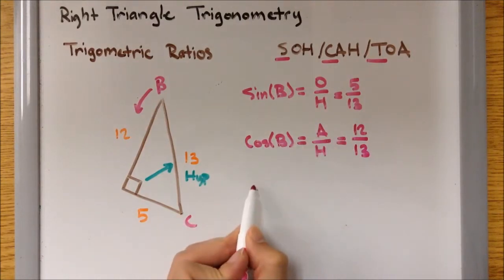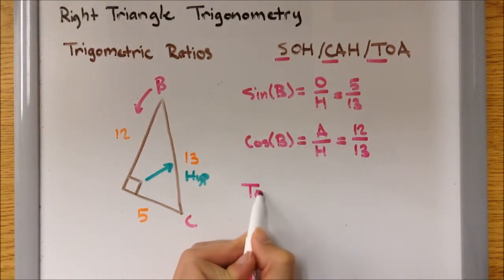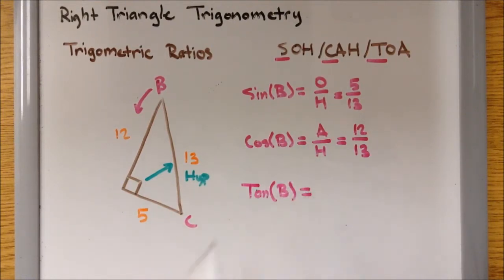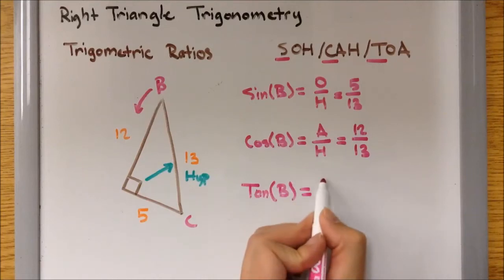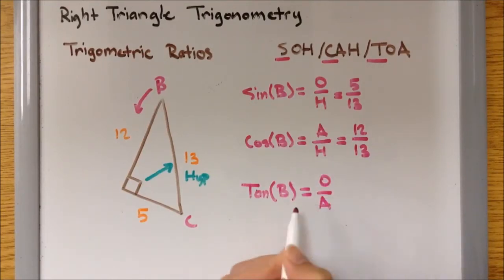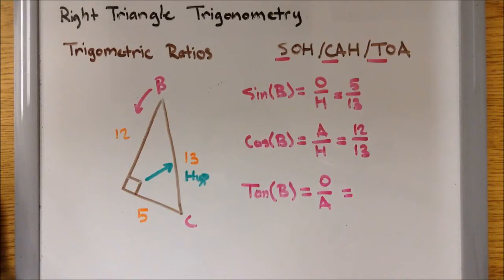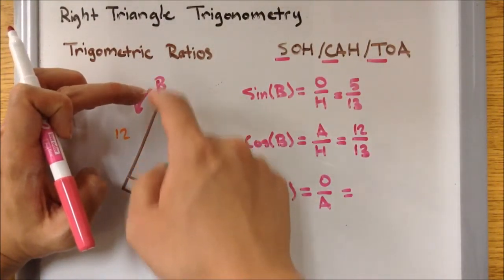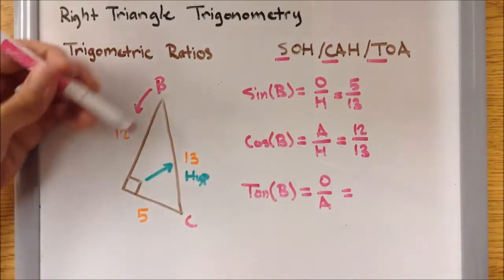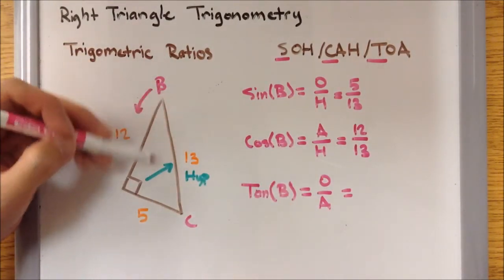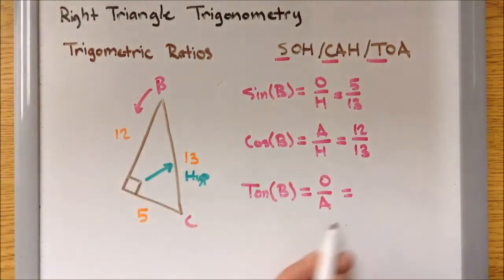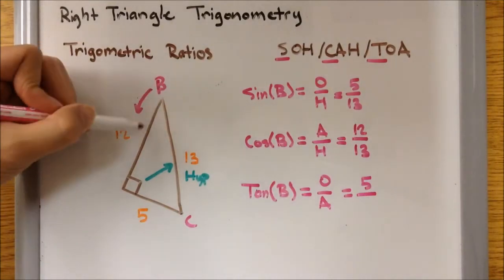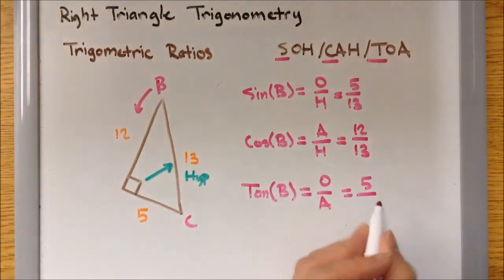Last, I'm going to do tangent of B. So tangent is opposite over adjacent. So tangent of B, first is opposite. The side that is opposite across from angle B is this one right here. So this will be the opposite side from B, so 5. And then the side that is next to B is 12.